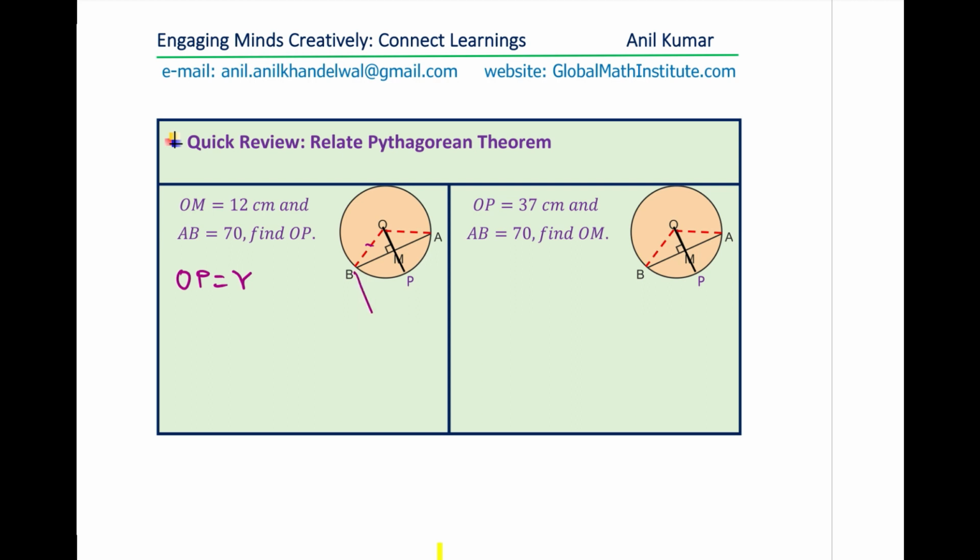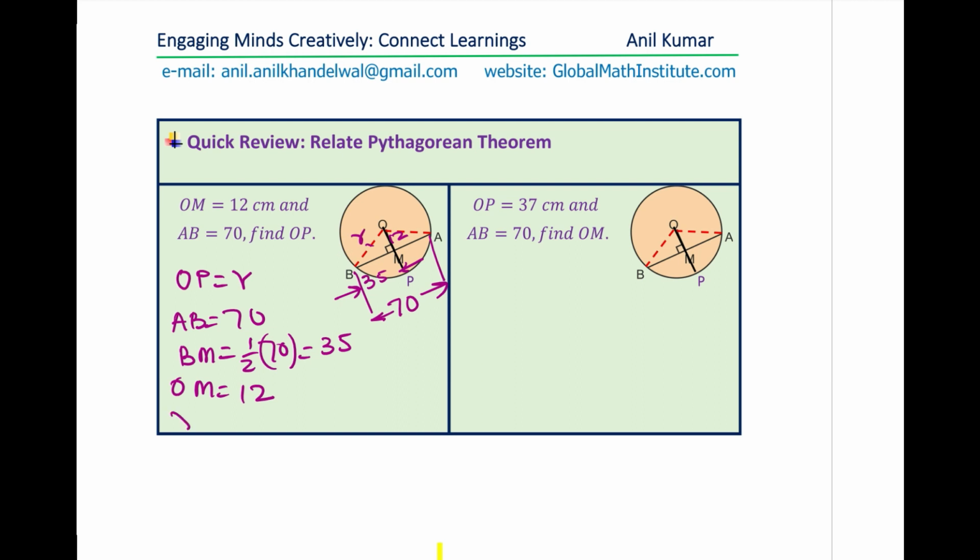Now we are given AB is 70. Since AB is 70, we can say that half of it will be one of these sides, right? So this side will be 35. That is, we can say BM is 35, right? So let's say that we are given AB equals 70, and this gives you BM equals half of 70, which is 35. Now we are given OM as 12. So OM is 12. We need to find R basically, which is OB, right?